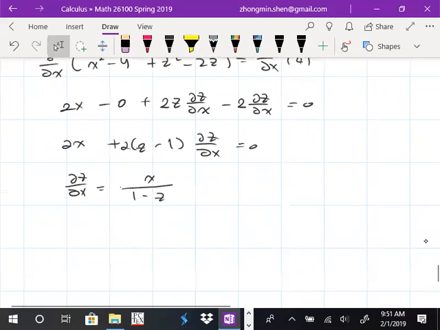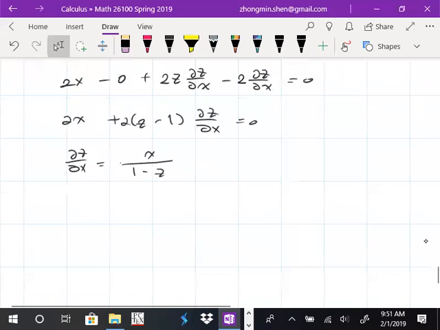So there is a proof for the chain rule. The proof is just to use the definition, take the limit, then you get the chain rule. Now let's try one more problem, then we take a quiz.